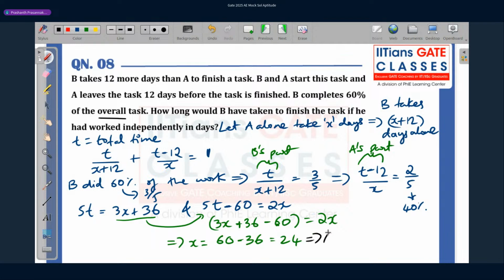This will give me the answer. Required answer was x plus 12, that is this B alone. 24 plus 12, which is 36.